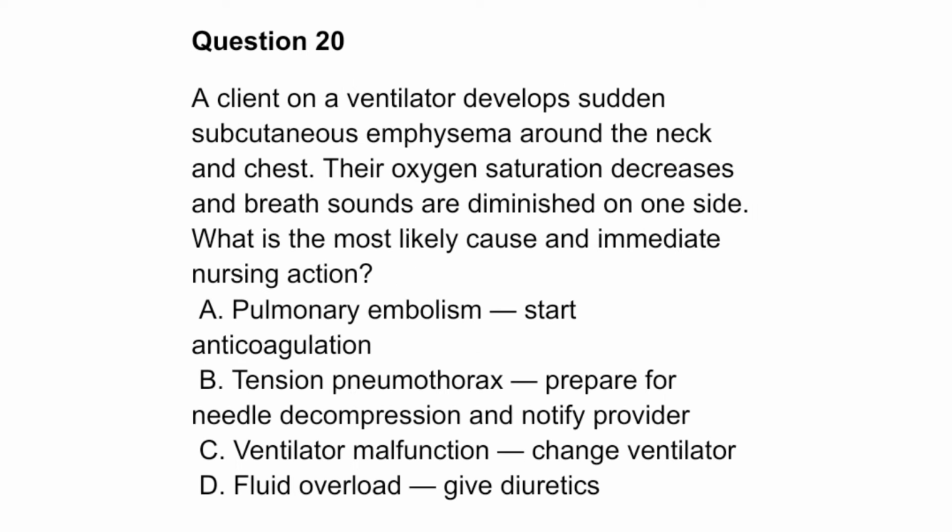Question 20. A client on a ventilator develops sudden subcutaneous emphysema around the neck and chest. Their oxygen saturation decreases and breath sounds are diminished on one side. What is the most likely cause and immediate nursing action? A. Pulmonary embolism, start anticoagulation. B. Tension pneumothorax, prepare for needle decompression and notify provider. C. Ventilator malfunction, change ventilator. D. Fluid overload, give diuretics.